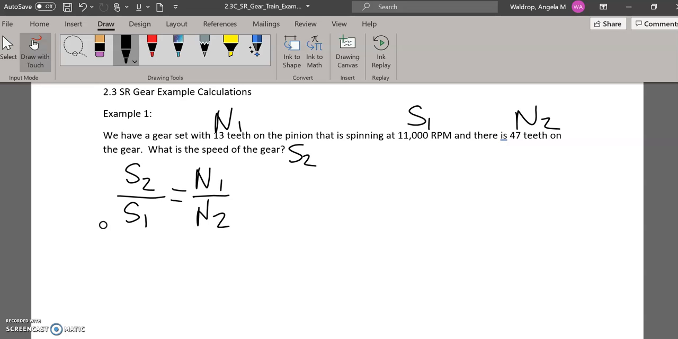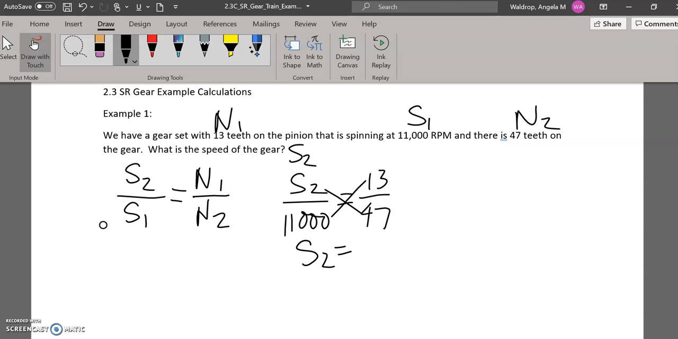Okay? Now I'll fill in the information that I have. S2 is what I'm looking for. I have 11,000 here, and I'm going to put 13 over 47. So what I'll do here is go through the math. I can cross multiply and solve. So I'll have S2 equals 13 times 11,000 all over 47.